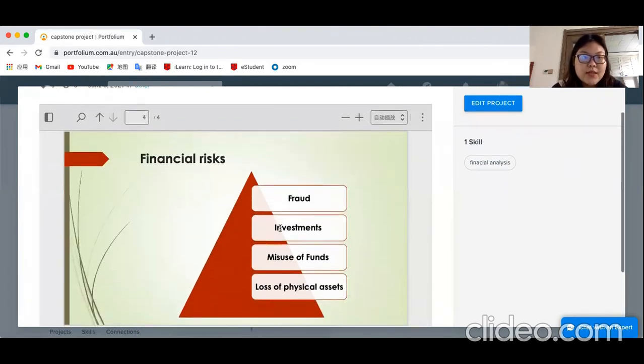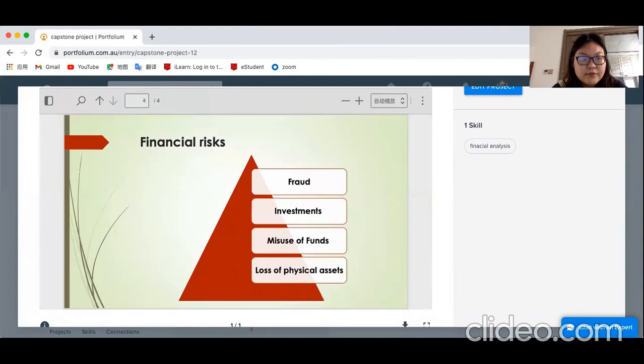Also, the last one is the financial risk. The first one is fraud. Fraud is one of the significant financing risks which is associated with the activities of the non-profit organization. And the second one is investment. Investment is another financial risk for a non-profit organization which can result in losses if a bad investment decision is made. Also, the third one is the misuse of the funds.